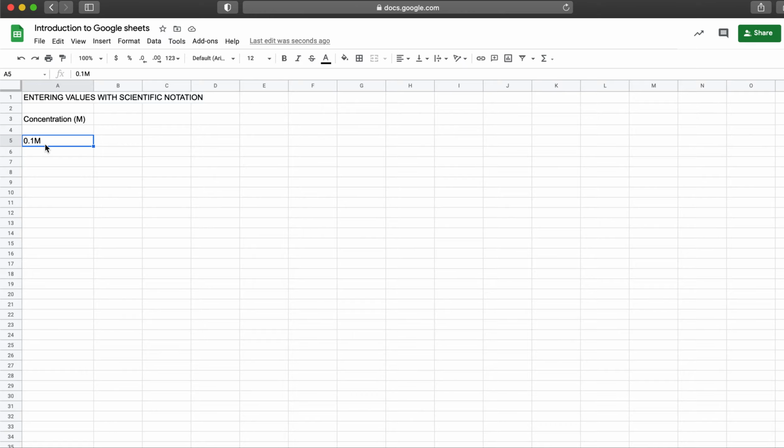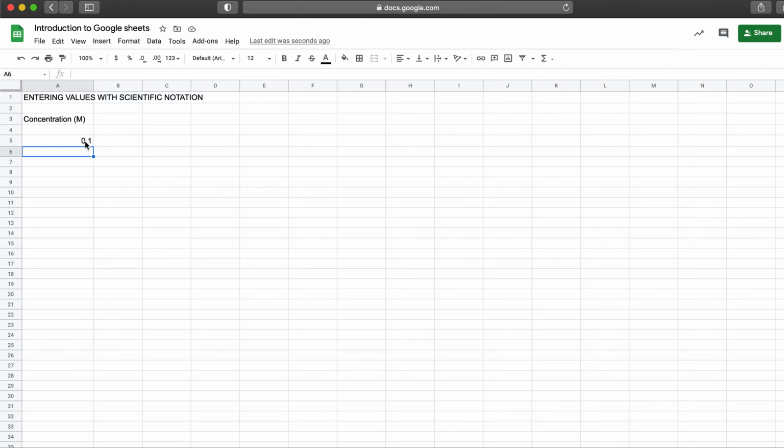And you know that this is happening because you'll find that it is indented to the left of the cell, whereas if it was considered a number, as the number 0.1 would be, you would find that it is indented towards the right of the cell. So that's one way that you can check if there are issues with data entry.